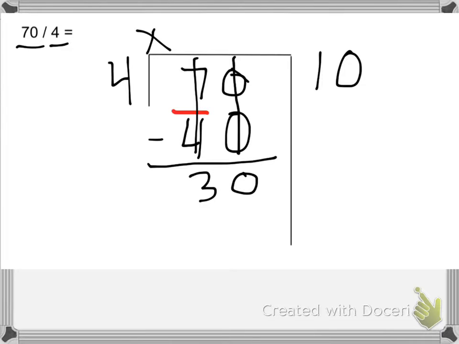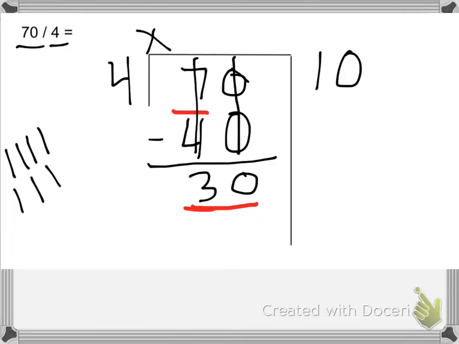Then I start the process over again, underline my first digit, ask myself, can 4 go into 3? No, it can't. So then I'm going to continue my underline of 30. Now, how many times can 4 go into 30? Okay. You can start out by counting 4, 8, 12, 16, 20, 24, 28. Okay.